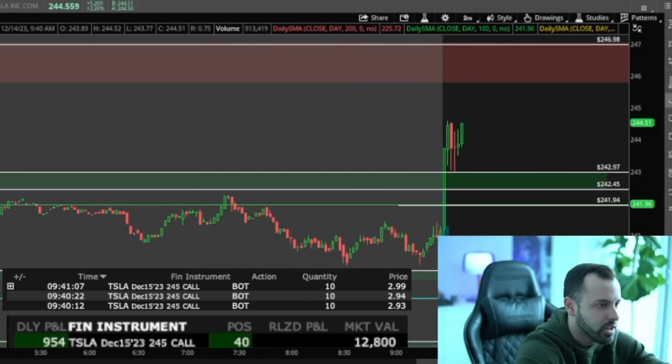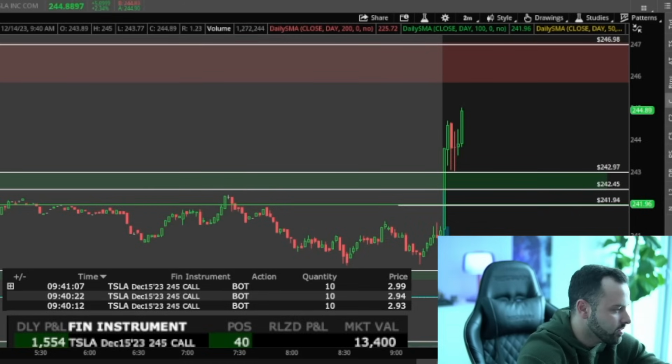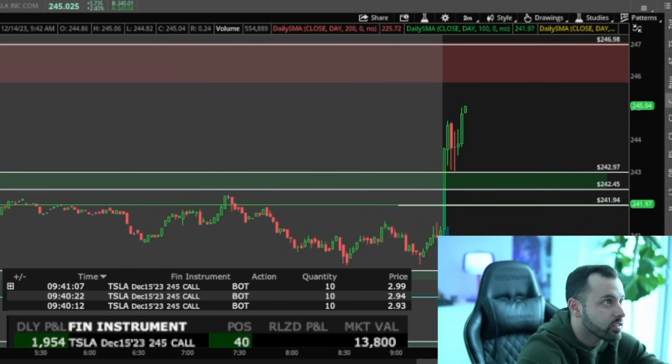Come on, Tesla. Come on, baby. Go. Squeeze it. All right, up 15% on Tesla. Next candle, I'm taking some profits. Come on, one more candle, Tesla. Just one more of those sexy ones. Yep, just like that.